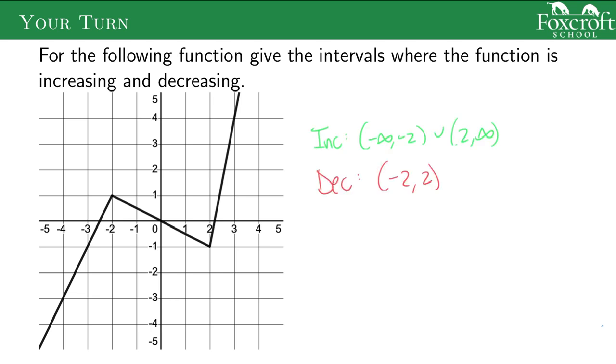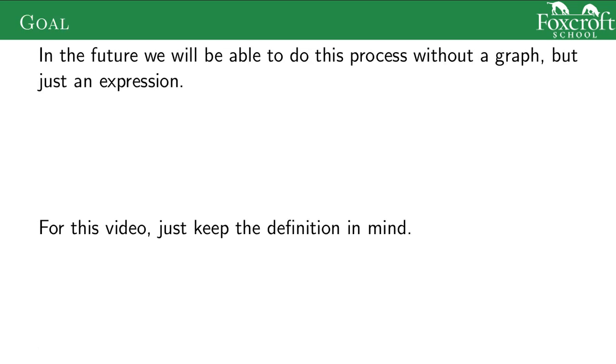You should get intervals like this. You're increasing on the left-hand side and the right-hand side, and you're decreasing in the middle. So if you just think about what direction your graph's going, upward or downward, you know if you're increasing or decreasing. In the future, we're going to do this process without a graph, so we're just given some function or expression, and we'll be able to determine when it's increasing and decreasing. For this video, just keep that definition in mind.